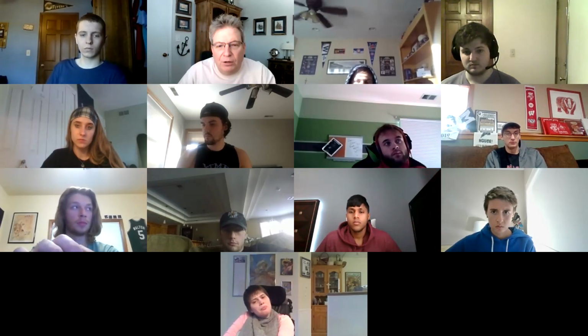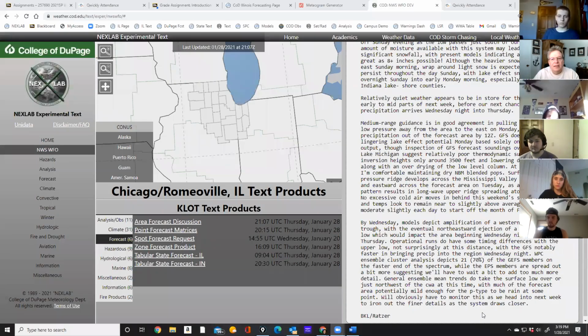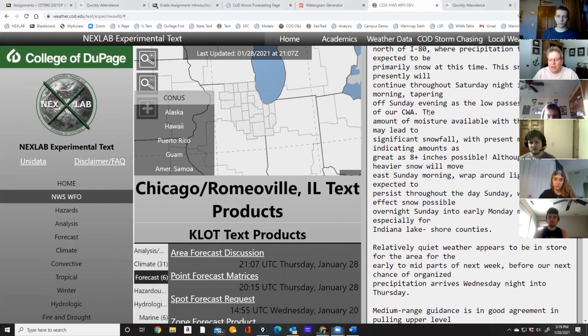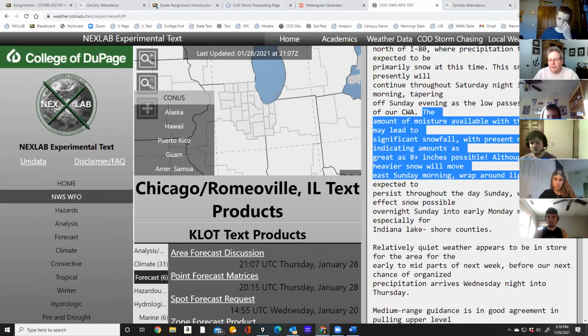Okay, before we go, am I sharing my screen? I want to show you one last thing, because I don't know if you've been paying attention to the weather. If you take a look at this: the amount of moisture available with this system may lead to significant snowfall, with present models indicating amounts as much as more than 8 inches possible. Then the heavier snow moves east on Sunday, and light snow will persist all day Sunday. Total snow accumulations are looking to be around 10 to 12 inches as of right now. It's still a bit far out, but that's what's going on.